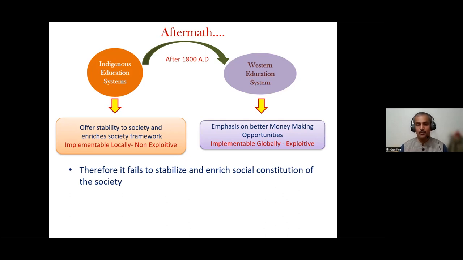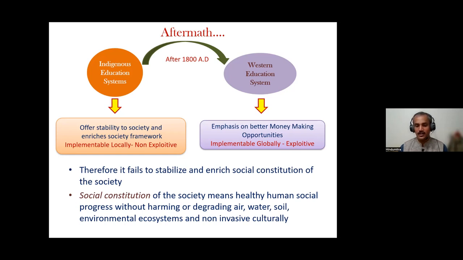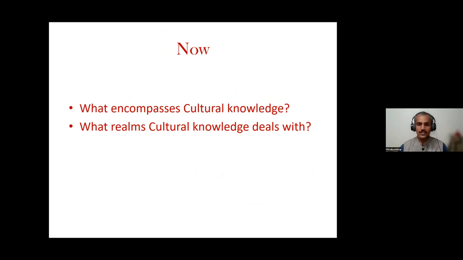Because most of the world believes in the universal form of education, Western science, and the Western model of economy, the Western education system is also part of it. And that has led to the destabilization of the world by exploiting and degrading the air, water, soil, and so on, and collapsing ecosystems, which is highly invasive, which was not the case in the indigenous education systems across the world.